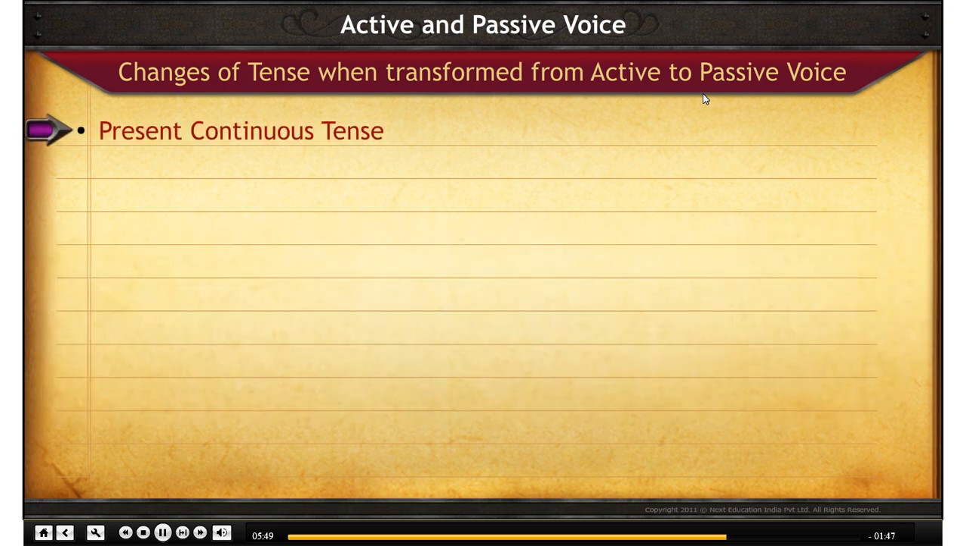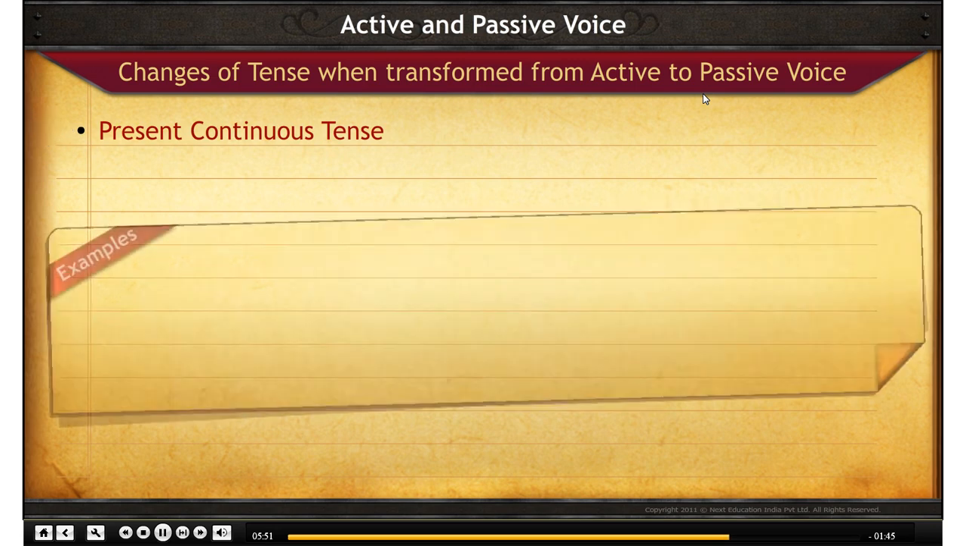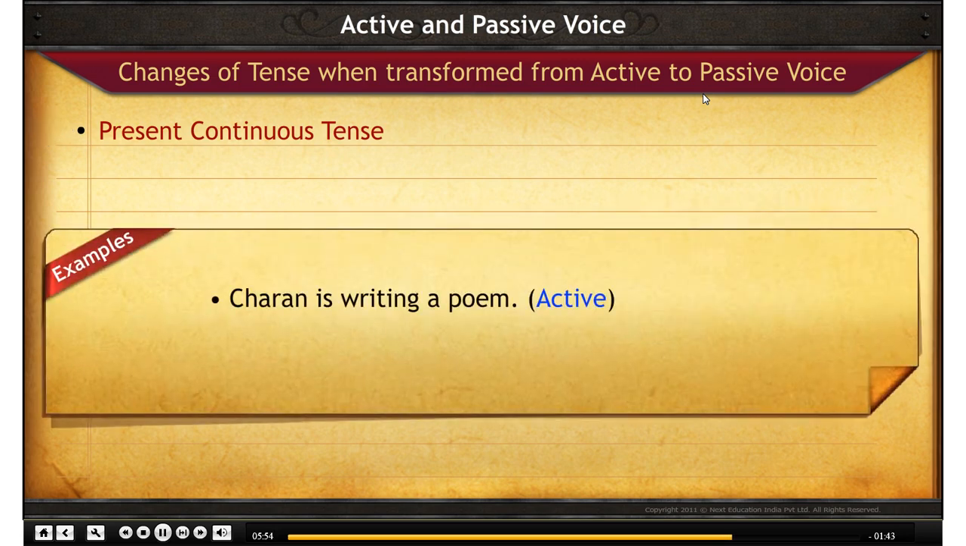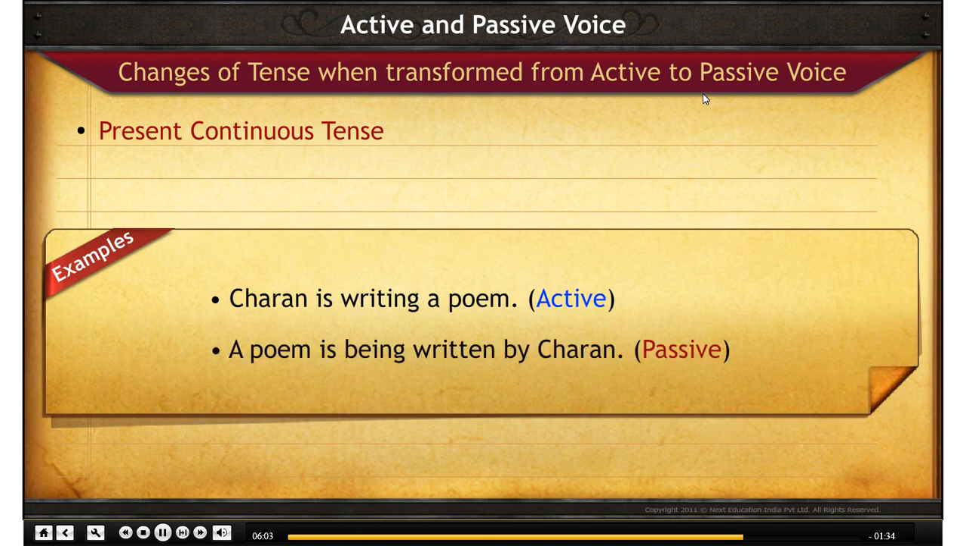Let us look at present continuous tense. For example, Charan is writing a poem is in active voice. When this is changed into passive voice, it becomes a poem is being written by Charan.